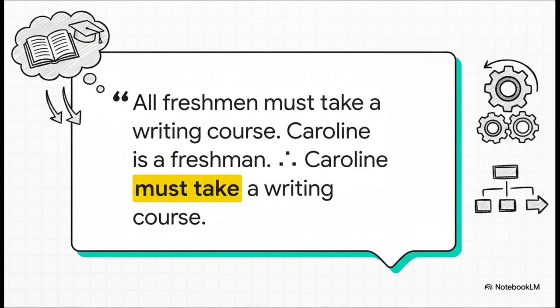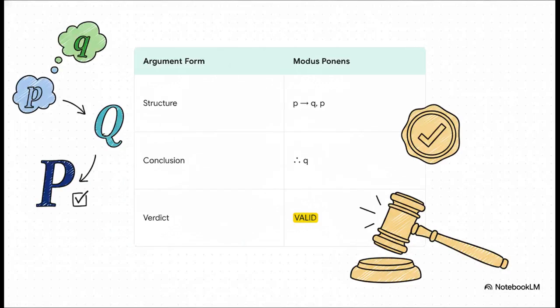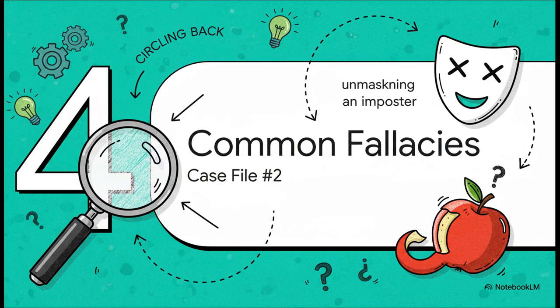So let's put it on the analysis board. And the verdict is valid. This is a classic textbook example of a solid argument. It's a form called modus ponens, and the structure is perfect. If P, then Q. We're told P is true, therefore we can absolutely conclude that Q is true. This structure is always logically sound. Case closed.